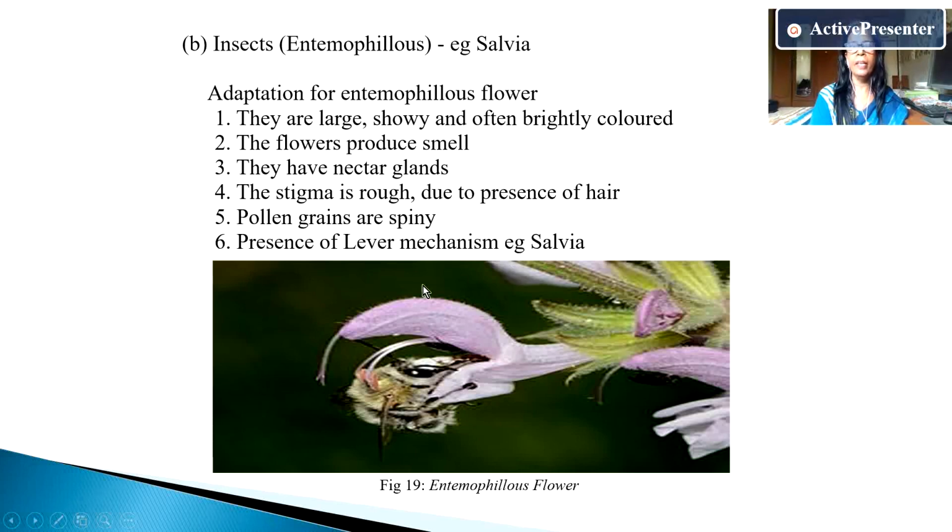Example Salvia. Lever mechanism means the petals of Salvia are formed in such a way that they look like an upper lip and a lower lip. There is a place for the insect to come and sit, and they can suck the honey from the interior. This type of arrangement is known as lever mechanism. The insect goes inside and sucks the honey. By that time the pollen grains from the anther fall on its body, and when the same insect goes to another flower, the pollination is carried out.